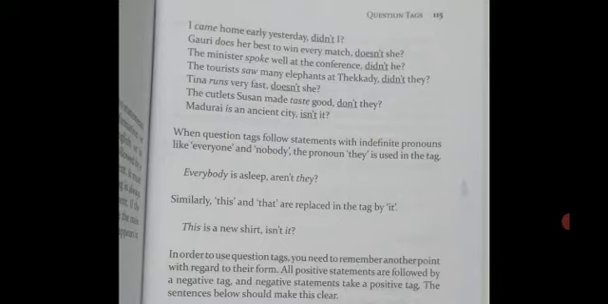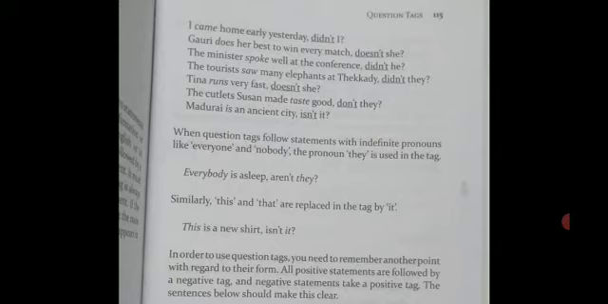Madurai is an ancient city, isn't it? These are the kinds of question tag. Let's see again here some few examples.